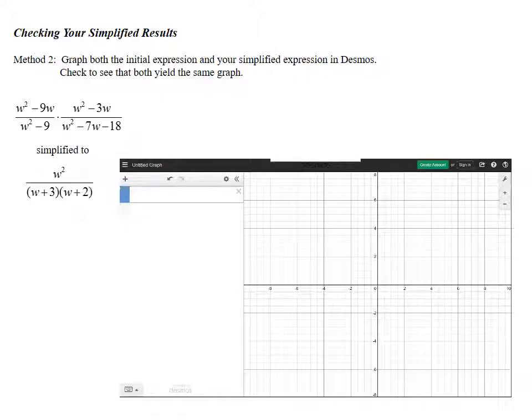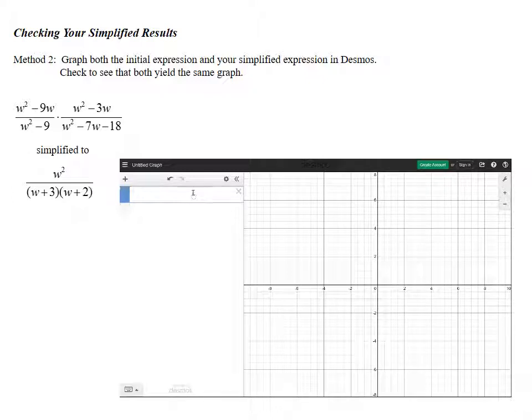The other technique we can use to see if our simplified answer is correct is we can use technology or Desmos to actually graph what we started with and where we ended up and see if we get the same graph. Because remember, when we simplify, whatever we started with needs to be equal to what we end up with. So it should be identical in terms of the graphs.